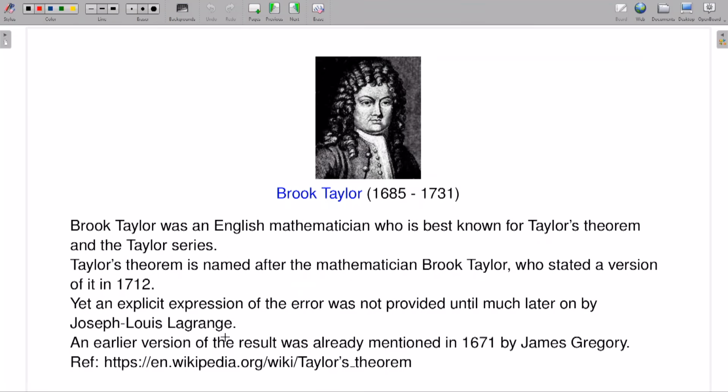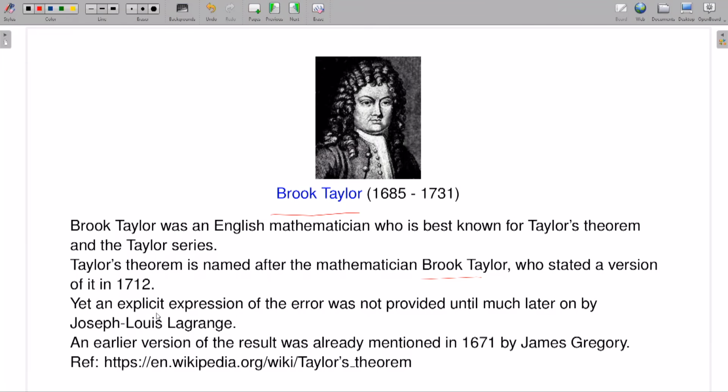Okay, this is the famous mathematician Taylor, who proved that theorem. Taylor was an English mathematician best known for Taylor's theorem and Taylor's series. You are familiar with Taylor's theorem and Taylor series in real analysis, and this is the same kind of idea. This Taylor's theorem is named after the mathematician Brook Taylor, who stated a version of it in 1712.